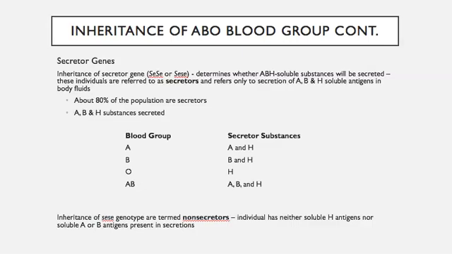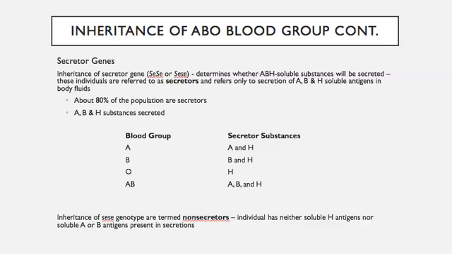About 80% of the population are secretors. In that case, A, B, and H substances are secreted, and that depends on the person's blood type. Type A will have A and H, type B will have B and H, a type O person will have only H antigen secretions, and an AB person will have A, B, and H.